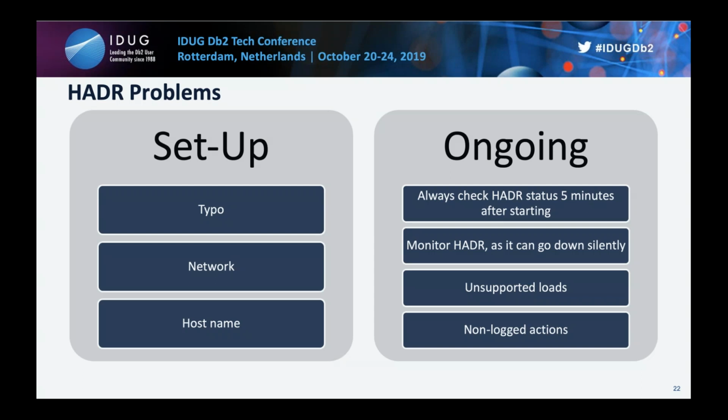HADR is actually fairly sensitive to hostname changes or hostname problems. Generally, you need to have a host file that's properly set up, and you need to have your db2nodes.cfg be correct. On an ongoing basis, you always check HADR status 5 minutes after you've started it, because HADR will sometimes come back and say, hey, successfully started, and you think it's just going through catching up with the log files and going through all of that. And then sometimes during that process, it runs into a problem. So I always wait 5 minutes and check the HADR status before I go back to bed or before I consider the problem solved.